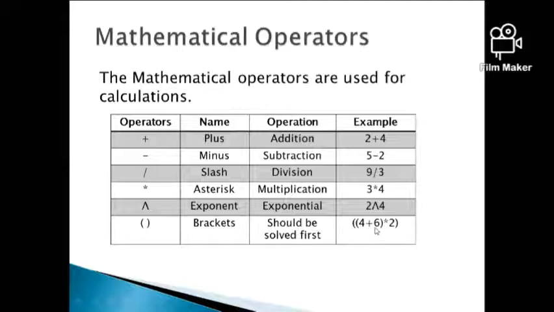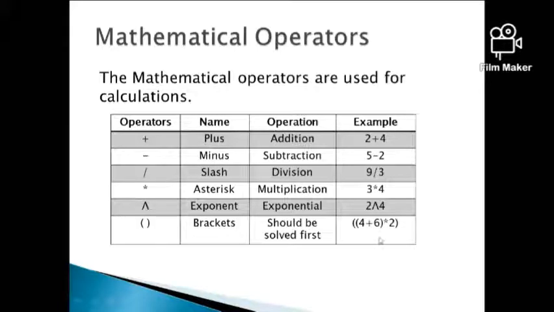4 plus 6 is in the inner bracket, multiplied with 2, and the multiplication with 2 is in the outer bracket. As I told you, brackets are solved first. So first we have to solve 4 plus 6. 4 plus 6 is 10, and then we will multiply 10 with 2.